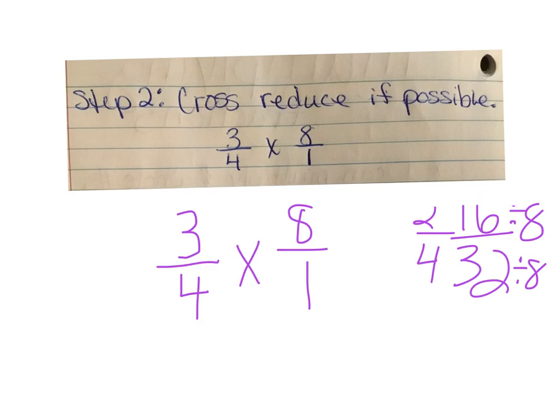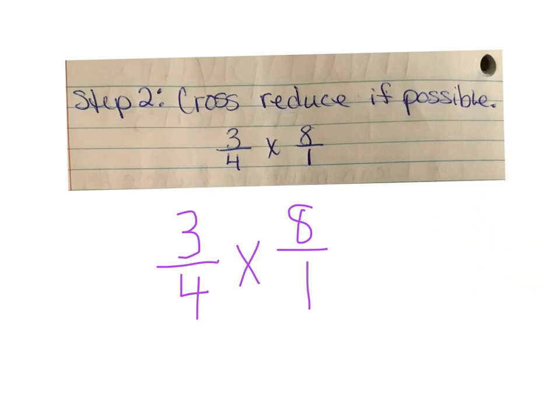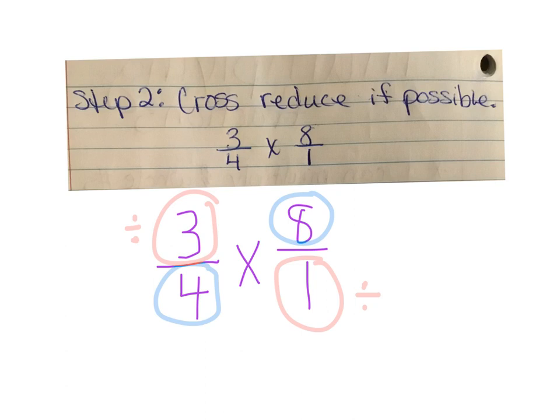Well, cross-reducing is where we don't have one fraction, we have the numbers that are across from each other. So 4 and 8 are across from each other, and 3 and 1 are across from each other. So cross-reducing means, hey, if you see something that these numbers have in common that I could divide out of them, if I could divide it by the same number up here and the same number down here, I'm going to go ahead and do that. Well, the 3 and the 1 here, the only thing I can divide 1 by is 1, and if I divide it by 1, I'm going to get the same number. So this one is kind of out. We can't cross-reduce the 3 or the 1, but we might be able to cross-reduce this 8 and 4.